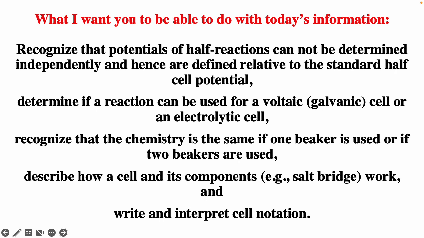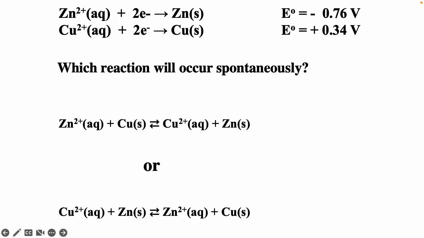You should recognize that the chemistry is the same if one beaker is used or if two beakers are used. You should be able to describe how a cell and its components, for example a salt bridge, work, and you should be able to write and interpret cell notation. And so given the two reduction half reactions and their corresponding potentials, we should be able to determine which of these two reactions are spontaneous.